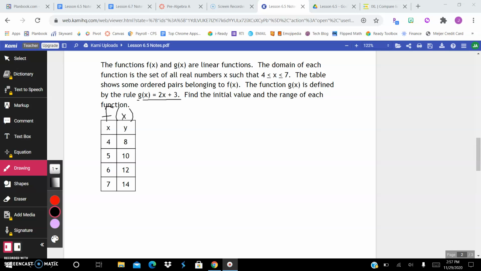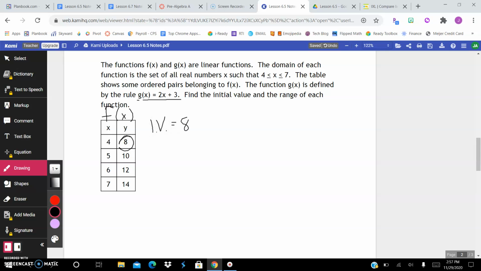So the f of x function has an initial value of 8. It's what is the y value when x is 4, or when x is that smallest value. So the initial value for this one is 8.